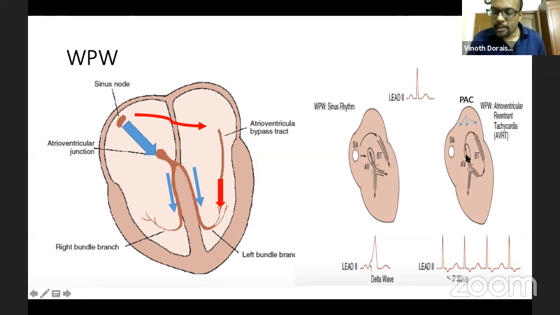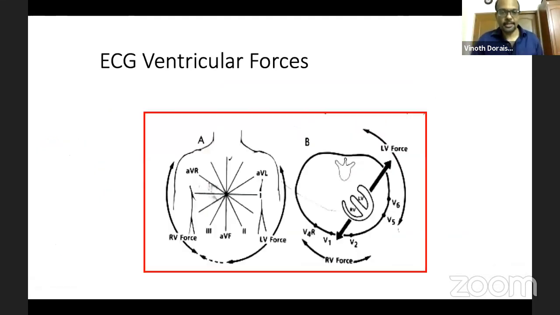So it will conduct down the normal AV nodal conduction system, and by the time it depolarizes the ventricle and reaches the bypass tract, the bypass tract's refractory period would have recovered. So it goes up the bypass tract, depolarizes the atria, and comes down again. So this is a re-entrant pathway. This causes the tachycardia known as atrioventricular re-entrant tachycardia. That is why these patients are more prone to supraventricular tachycardias.